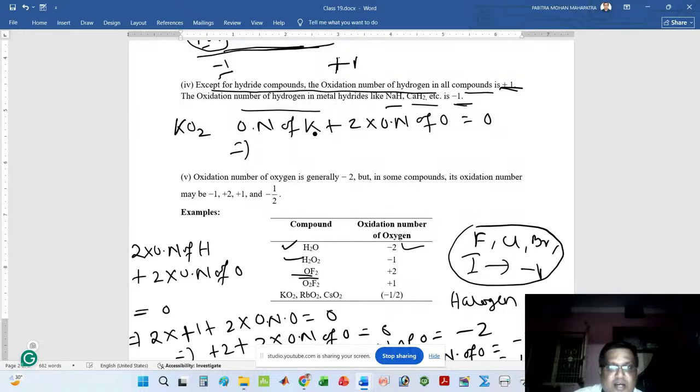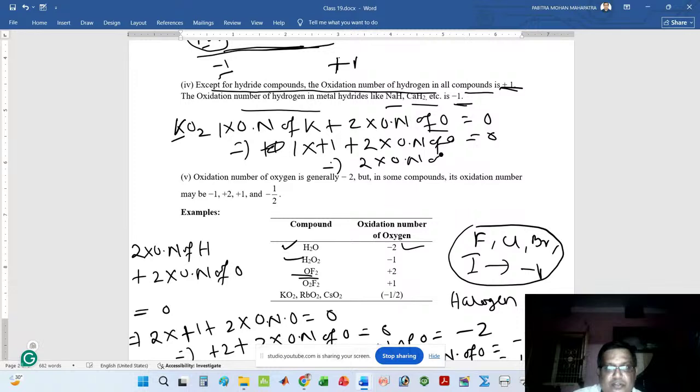Here potassium is an alkali metal, so here I can write plus 1. Only one potassium atom is present, so here you can write 1 into oxidation number of potassium plus 2 into oxidation number of oxygen is equal to 0. Here I can put the oxidation number of potassium, that is 1 into plus 1, plus 2 into oxidation number of oxygen, equal to 0. Here we can write 2 into oxidation number of oxygen equal to how much? That is minus 1. Here I can say that oxidation number of oxygen is minus 1 divided by 2.